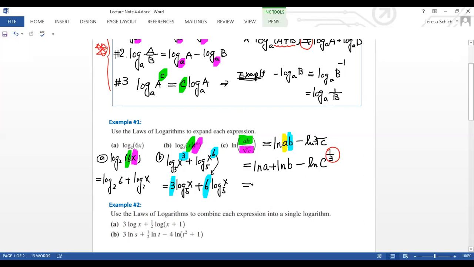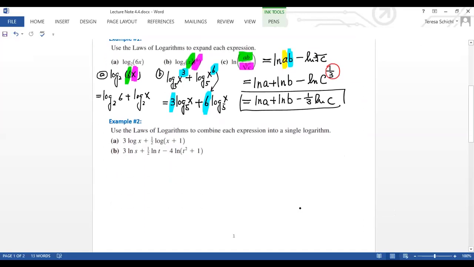Okay, so now let's find the final answer. This is natural log A plus natural log B. Then move this to the front as a constant, right? So it's 1/3 natural log C. That's how we expand it, okay?